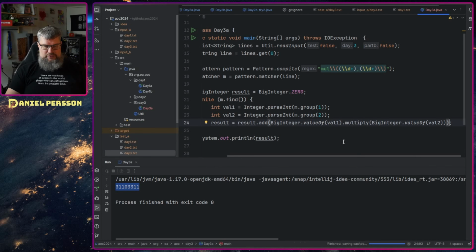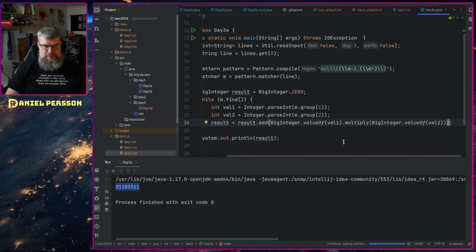Part 2. As you scan through the corrupted memory, you notice that some of the conditional statements are also still intact. If you can handle some of the corrupted conditional statements in the program, you might be able to get an even more accurate result. There are 2 new instructions you need to handle. The do() instruction enables future mul instructions. The don't() instruction disables future mul instructions. Only the most recent do() or don't() instruction applies. At the beginning of the program, mul instructions are enabled.